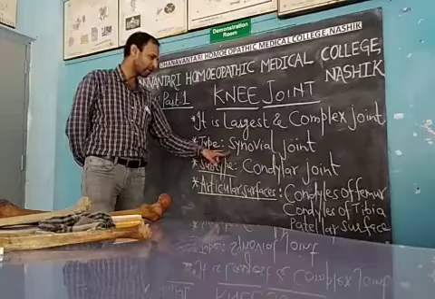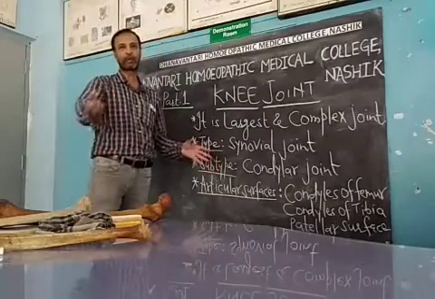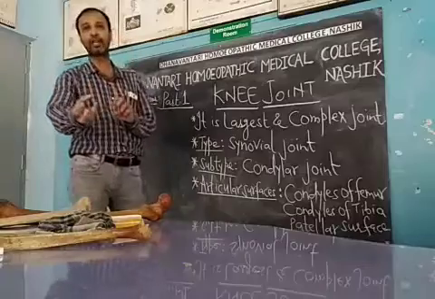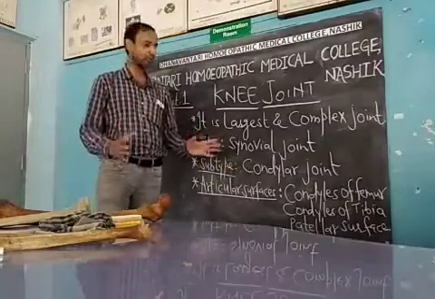Now, second, what is the subtype? It's condylar. You know the condyles of the femur and the condyles of the tibia are articulating. Therefore, it is a condylar subtype. The subtype is a condylar joint.